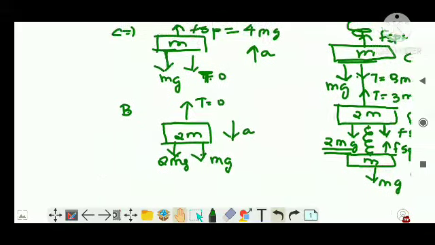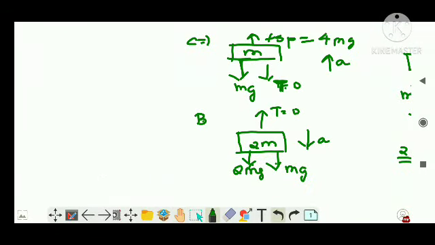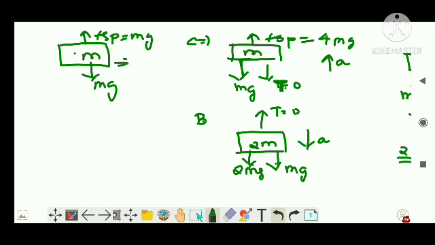Happy? Now similarly, what can I say about A? A's mass is m, its weight mg, right? Upward FSP is mg itself. So will it be accelerated? No, acceleration will be 0. So I can now write acceleration of A is 0. We got one of the masses' acceleration. Clear? Now from these two diagrams, find the value of acceleration of A and acceleration of B. We have found the acceleration of A.